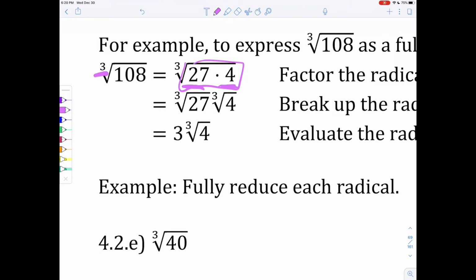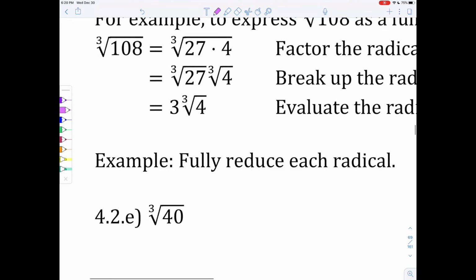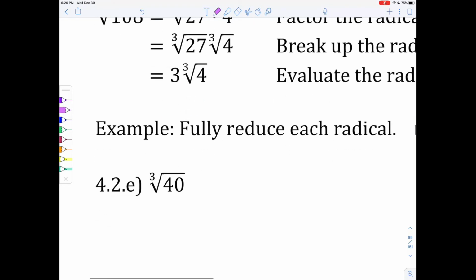So breaking this up into 27 and 4 helps us, not because 4 is a square. Squares are irrelevant when we're dealing with cubes. But it helps us because the 27 is a perfect cube, and we can reduce the cube root of 27 into a whole number. Cube root of 27 is just 3. The cube root of 4, we can't reduce that. That's just cube root of 4, so that's done.